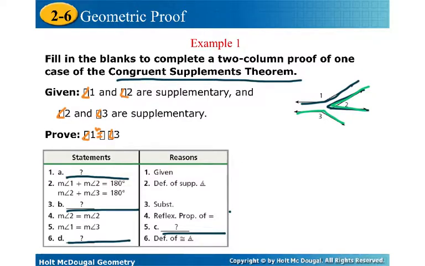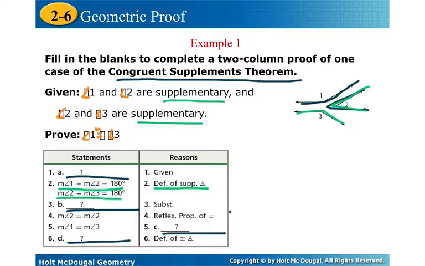So on that note, they didn't actually say 180 degrees, they only said supplementary. So because of the definition of something being supplementary, we are able to say that 1 and 2 adds to 180, and 2 and 3 adds to 180.